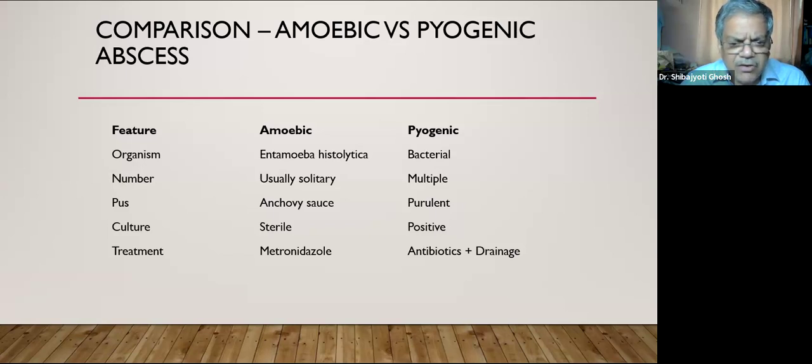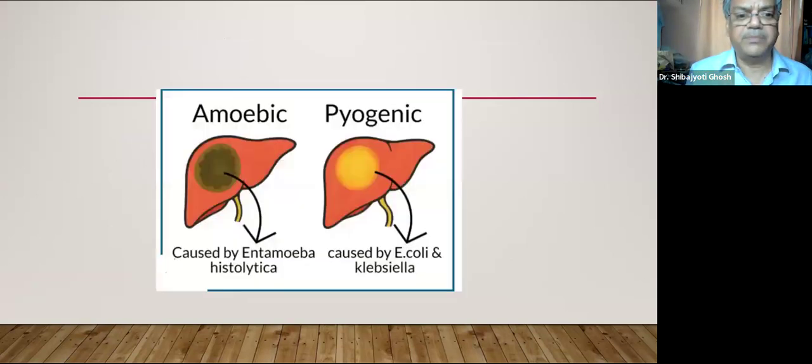Pus color is anchovy sauce colored in amoebic liver abscess, but in pyogenic liver abscess it is purulent. Amoebic liver abscess on culture is usually sterile, no bacteria are present, but pyogenic liver abscess, of course, will have bacteria on culture and sensitivity. The mainstay of treatment is metronidazole in amoebic liver abscess, but in pyogenic liver abscess, antibiotics and drainage are required the majority of the time.